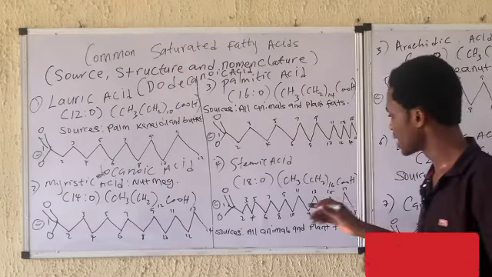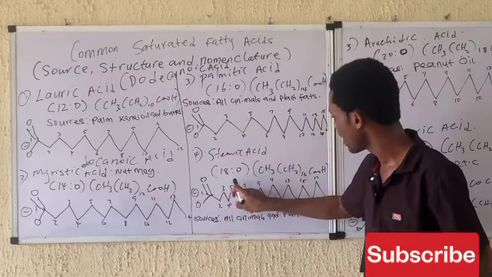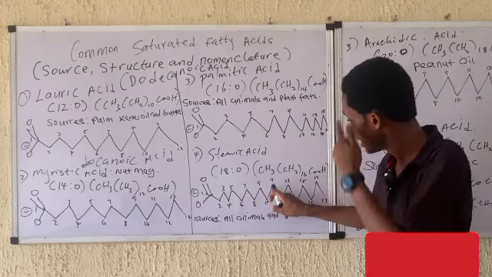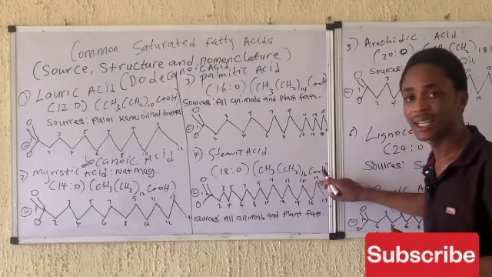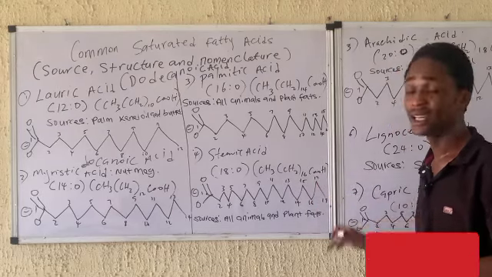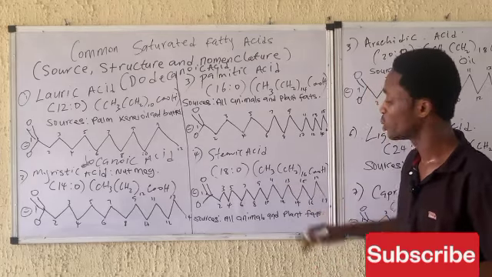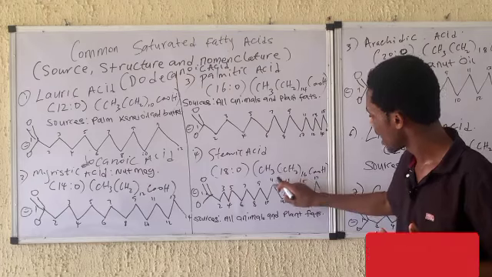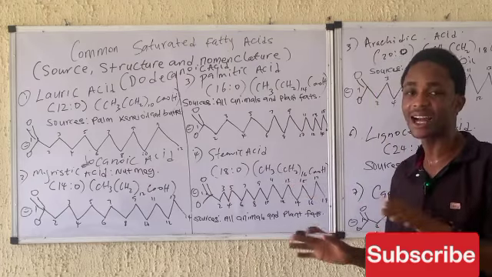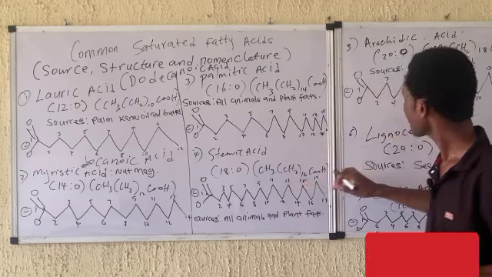And the structure, this is the structure displayed on the board. As you all know, we start our counting from the functional group: 1, 2, 3, 4, 5, 6, 7, 8, 9, 10, 11, 12, 13, 14, 15, 16, 17, and 18. You see, no double bond, all through single bonds. And this part contains hydrogens without double bond. So this is the structure of stearic acid.